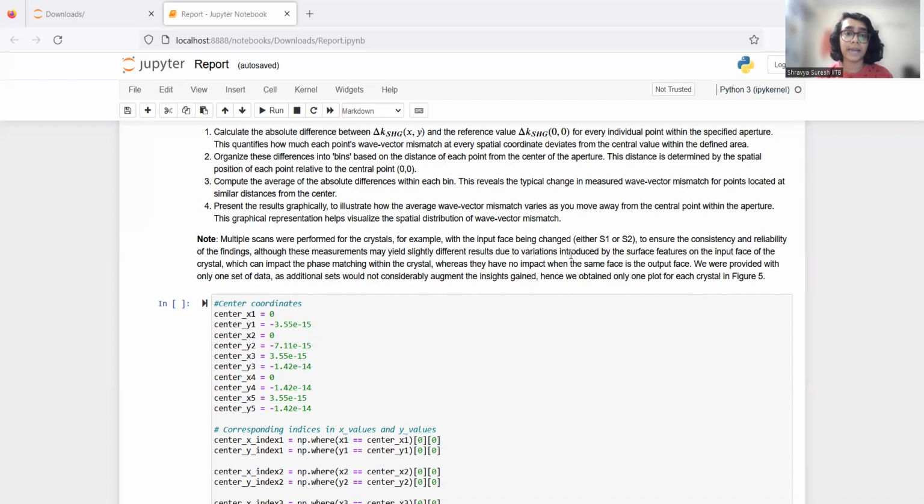So here we first calculate the absolute difference between the delta K SHG values of any transverse point with respect to the delta K value at the center of the crystal, for every individual point for each crystal. This helps us to determine how much each point's wave vector mismatch deviates from the center value as defined. After this, the paper specifies that we have to bin all the values of delta K as a function of distance from the center, to be precise. So we organized all these differences into bins based on the distance of each point from its center.